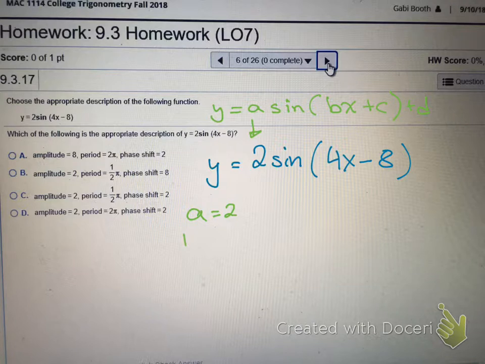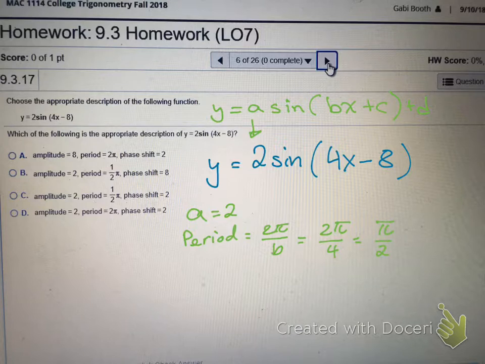Now the period is 2 pi over b. Here we have b being 4. B is always the number in front of the x. So therefore my period is pi over 2.